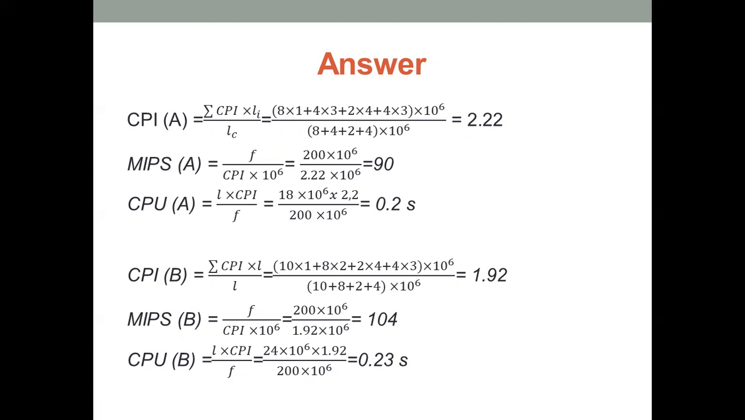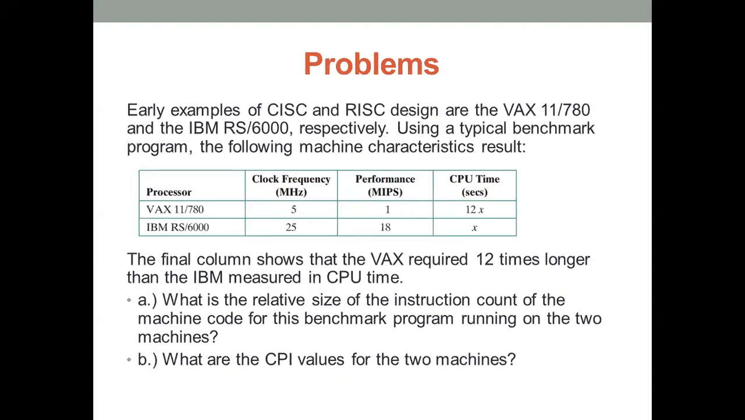For the CPU time, we also use the formula I multiplied by CPI and divided by F. And we get 0.2 seconds. For machine B, we do the same as for machine A. So we can get all of the CPI, MIPS, and CPU time for machine B as for machine A. For CPI-B, we get 1.92, and for MIPS for machine B, we got 104, and the last is CPU time for machine B, we got 0.23 seconds.